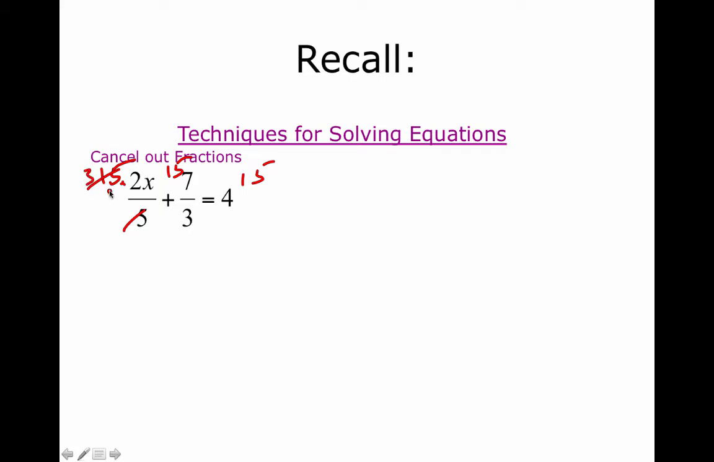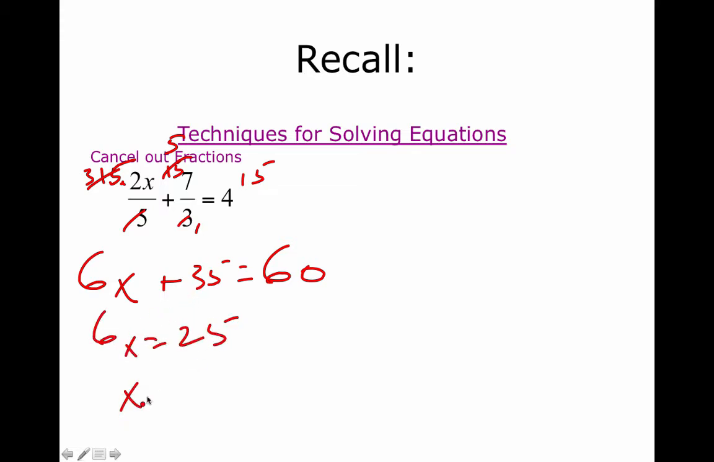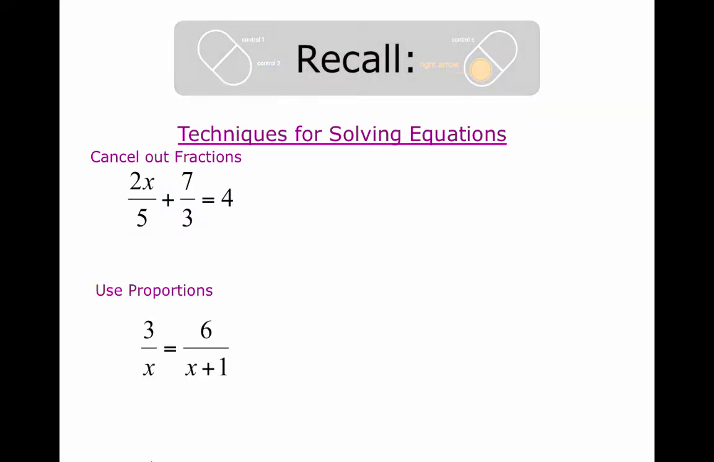We get 3 times 2x is 6x, and 15 over 3 is 5. So the fractions go away, and we get 35, and we get 15 times 4 is 60. So now we can get 6x equals 25, and x is 4 1/4. So you can clear the fractions. One way to solve these things is clear the fractions.